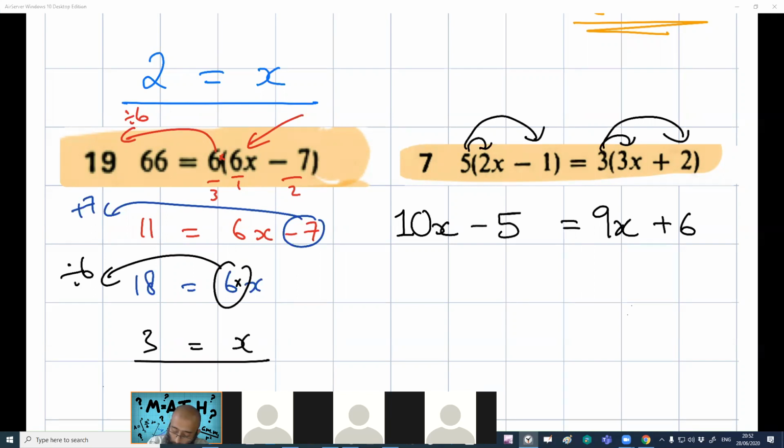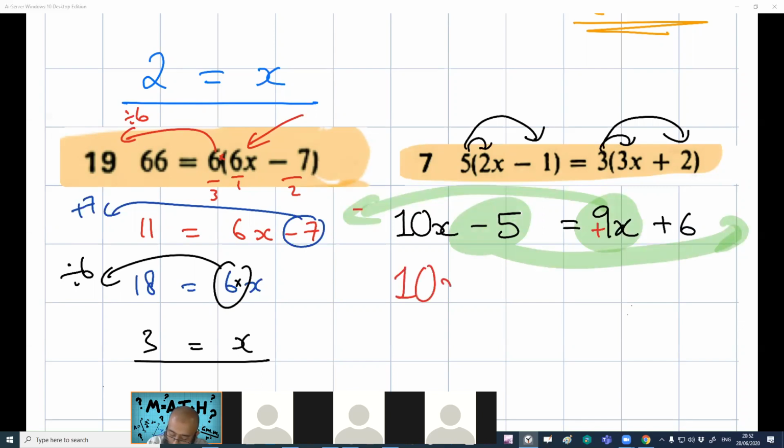Then you take the 9x, and it becomes minus 9. Yeah, because it's plus. Don't forget the moment it moves it becomes a minus. So you now have 10x minus 9x. You have plus 6. And what happens to the minus 5? It becomes a plus 5.